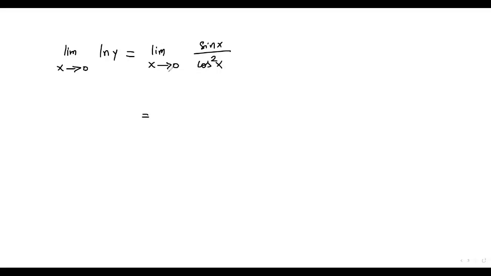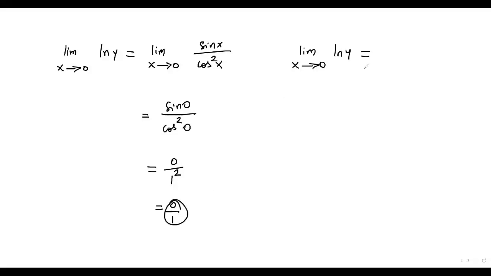Now I can plug in the limit of x into the function, then I'll be getting sine 0 over cosine square 0. We know that the value of sine 0 is 0 and cosine 0 is 1, but we have the square for cosine, so 1 square. So 0 over 1 square is just 0. Finally, we get limit x tends to 0, ln y equals 0 over 1, which is 0. Now, on the left side, we can use the composite function theorem.